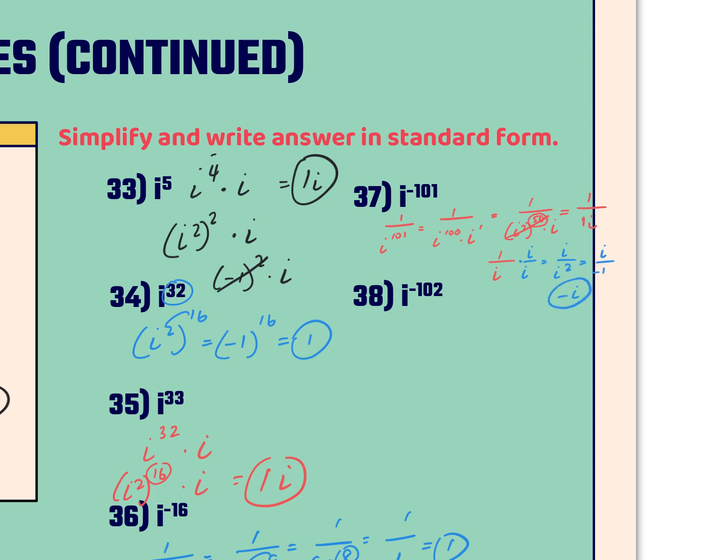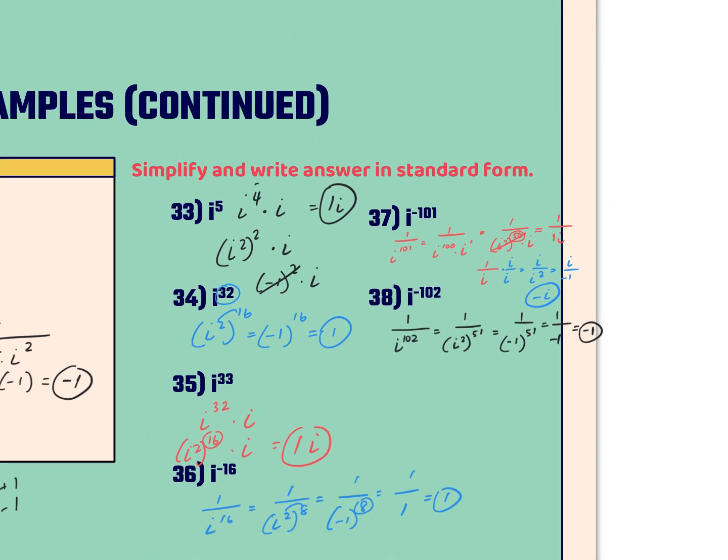Okay? So again, I know that's weird. And then this last one we'll do, and again, it's i to the -102. So it's 1 over i to the 102 power, and then this is going to be 1 over i squared raised to the 51st power. And again, it's going to be -1 to an odd power, which means it's going to be -1. And that's it.